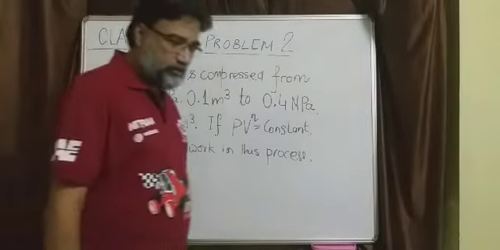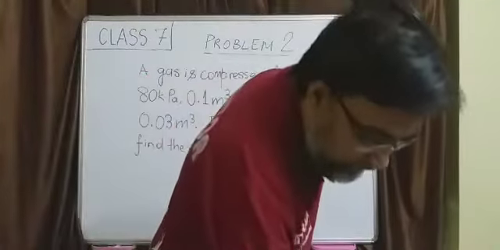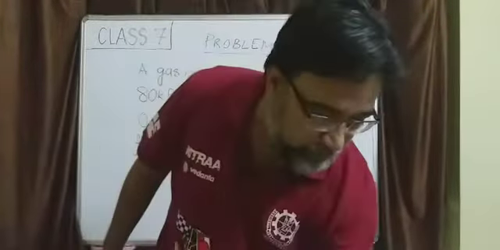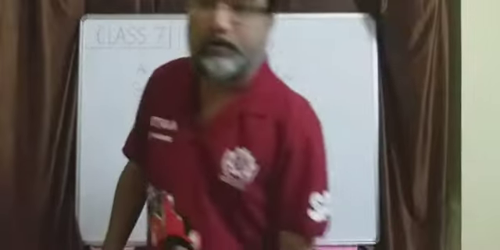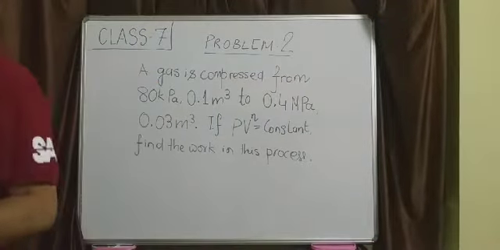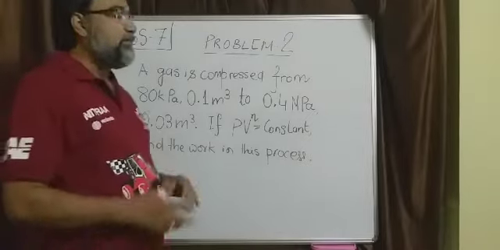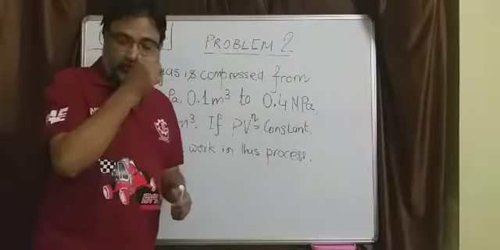So let us, like the last class, proceed the same way. What is the first step? First step is you have to represent the process in a PV plane and then make a list of given information. So let us make a list of given information.